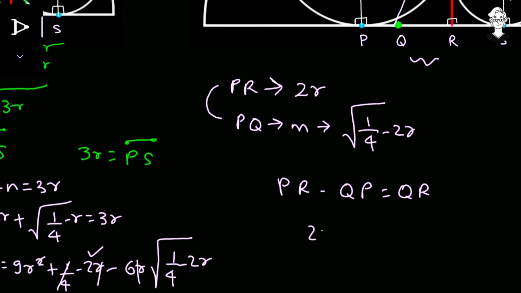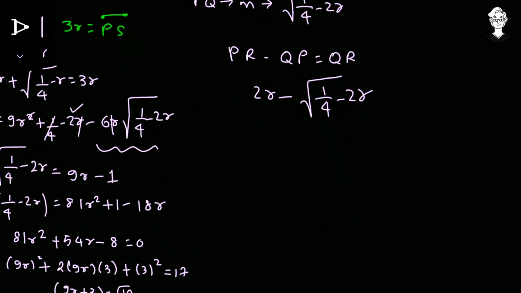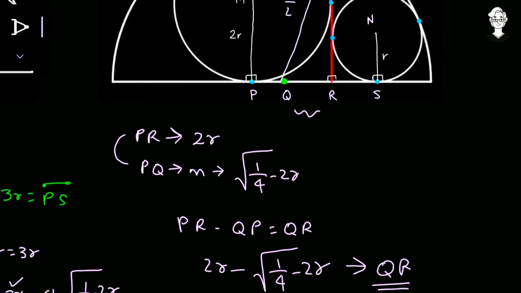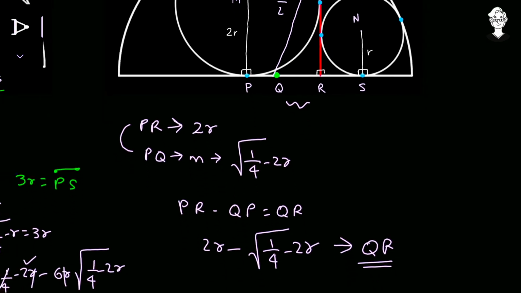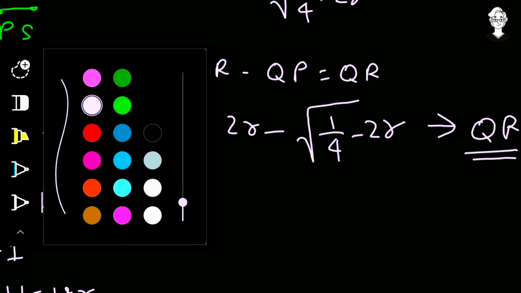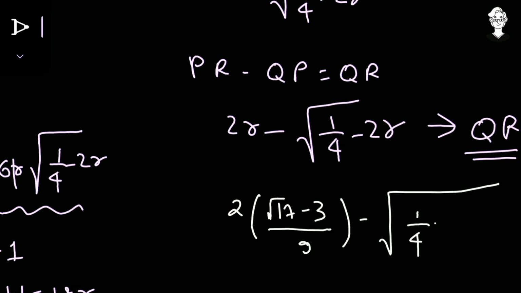PR is having a value that is 2 times R. QP is having a value that is square root of 1 by 4 minus 2 times R. We just got the value of R, we can input it over there. So we get a very perfect integer for the value of QR. The hypotenuse will already be there in this particular right angle triangle, so we can solve for the value of X. So putting R over here, R is having a value square root of 17 minus 3 upon 9. So 2 times (square root of 17 minus 3 upon 9) minus square root of (1 by 4 minus 2 times (square root of 17 minus 3 upon 9)).